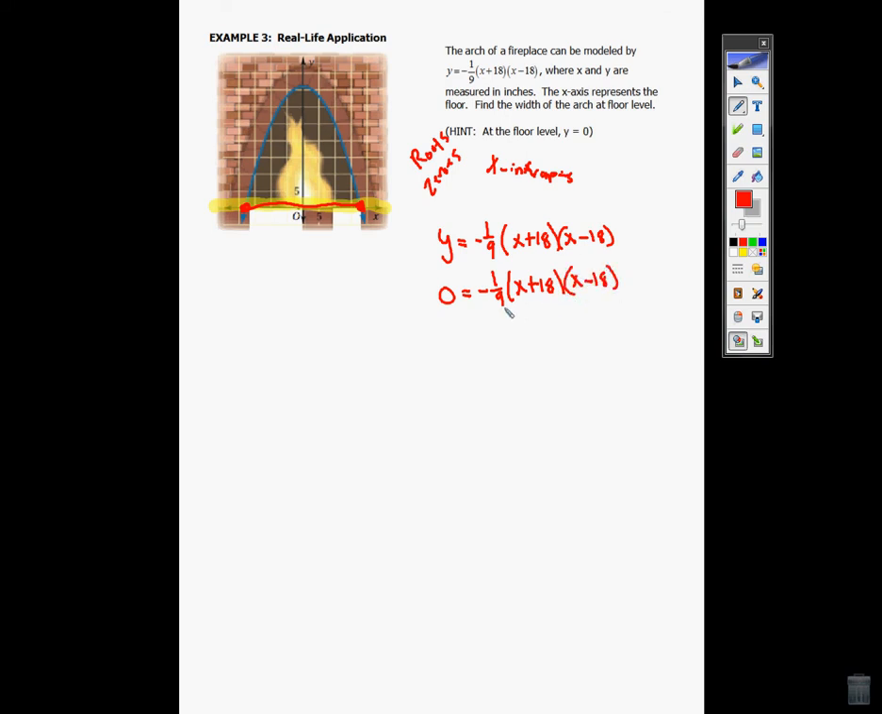Awesome. Now all I need to do is solve. Well, I have 3 numbers multiplying here. I have -1/9, I have x plus 18, I have x minus 18. What do I need to do if I want to just get all of the x's alone on one side? Because right now I have a coefficient that's multiplying. I have -1/9. What would you do if you had, say, 3x multiplying on one side? You would divide by 3. So over here, I'm going to do the same thing. I'm going to divide by -1/9, which is the same thing as multiplying by -9.